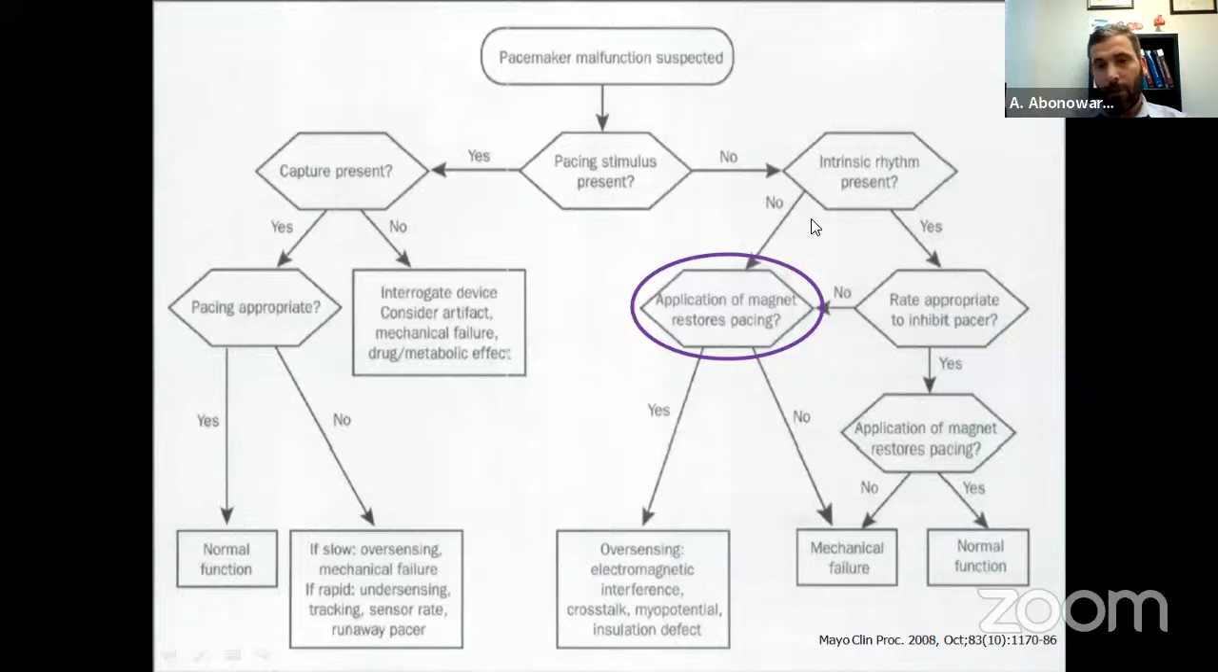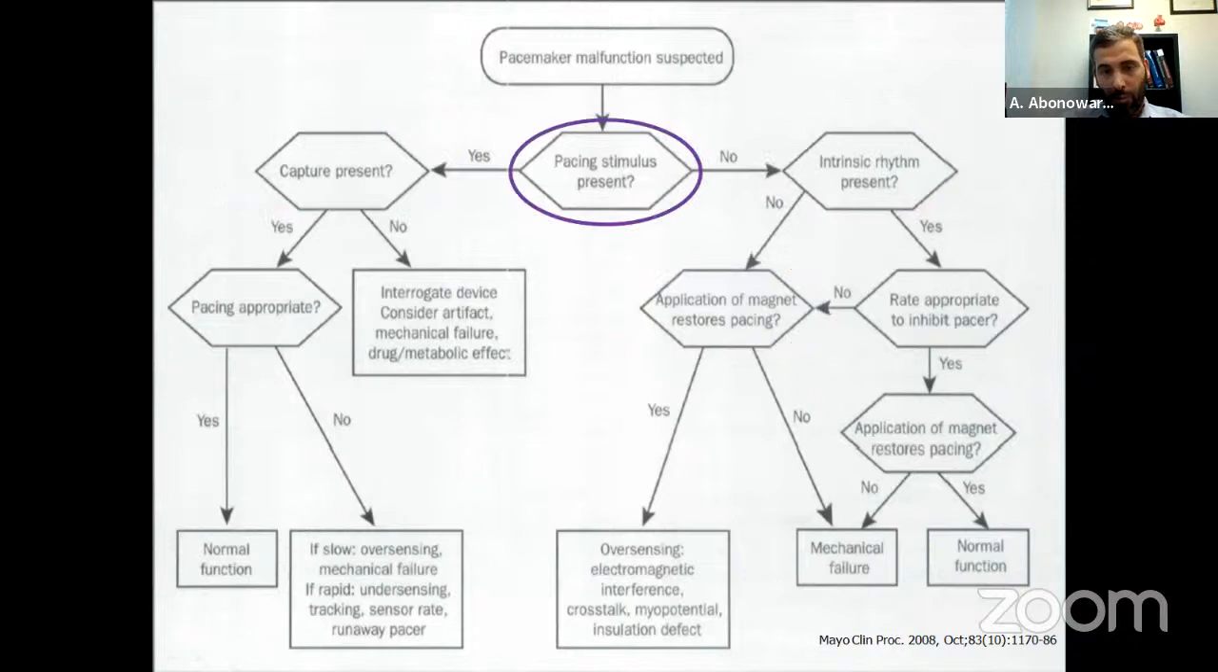So you have to use the magnet to help you determine whether it is an intrinsic problem with the pacemaker. If the intrinsic rhythm is good and the rate is appropriate, that's good, but always try to apply the magnet to see what the underlying rhythm is, especially if it's dual chamber, to make sure both leads are working or only one lead is working. That's a very good test in the emergency department, to apply the magnet. To avoid confusion, I'm just going to go quickly back here.